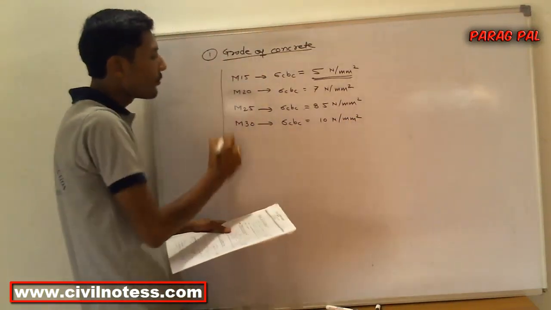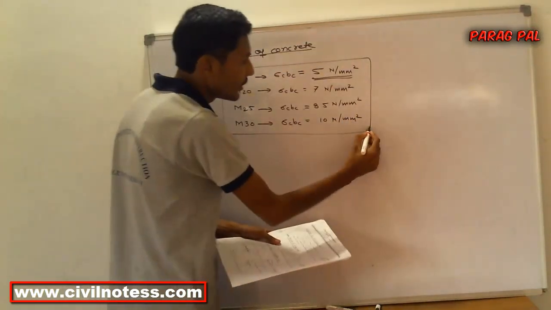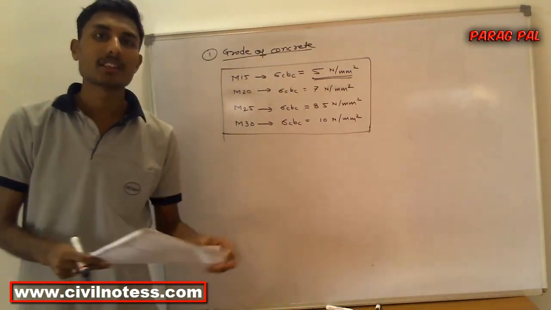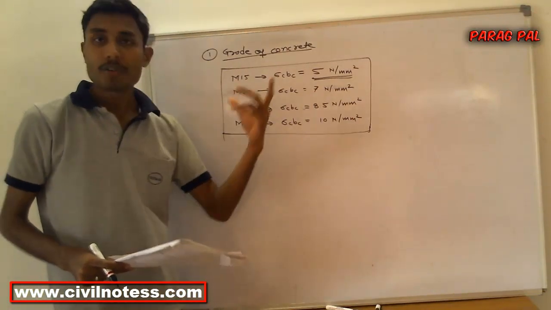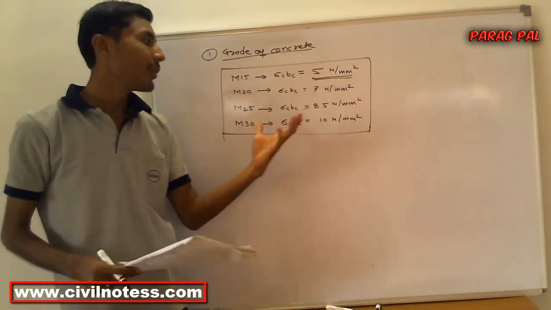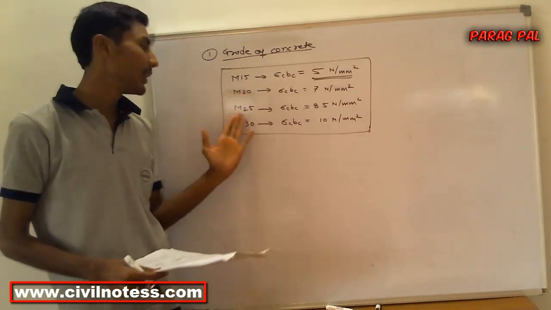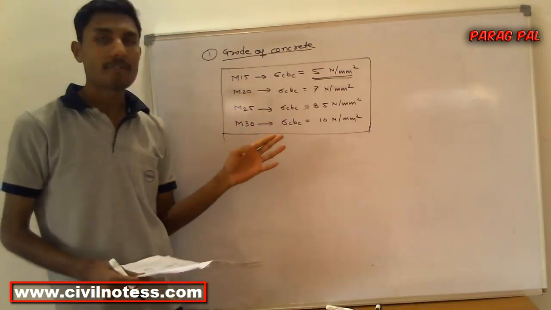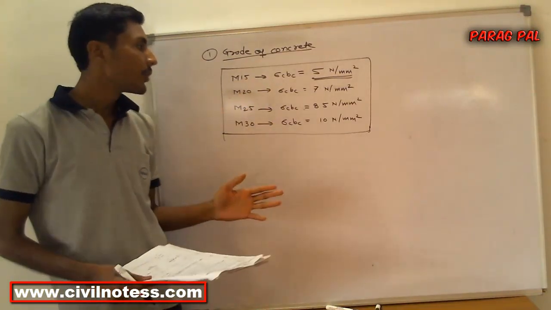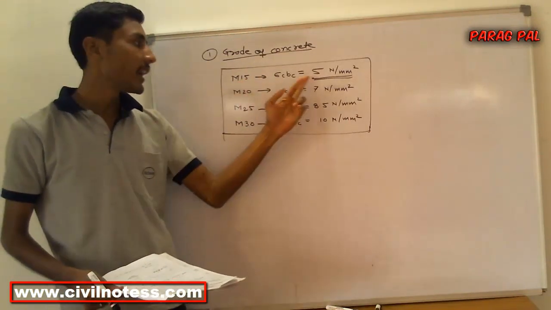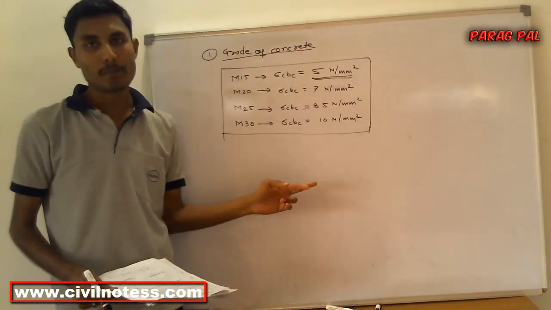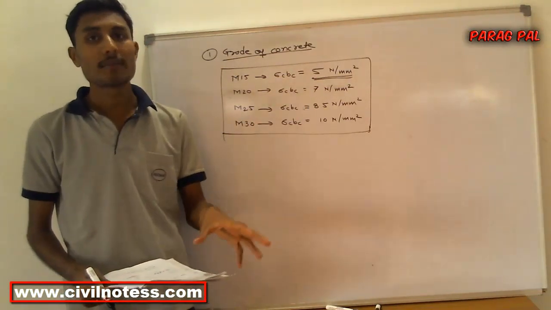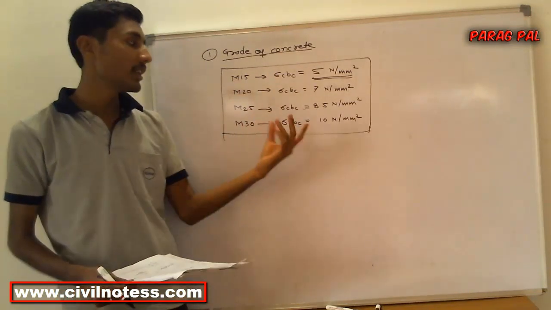So these are all the values which are required in the working stress method when we take sigma CBC. You have to know all these things: M15, M20, M25, M30, and the permissible stresses with respect to them. The values are really very important. So for M15 it is 5, 7, 8.5, 10. This order you have to remember, and during the examination this order is really important, as it is not given in the examination paper.